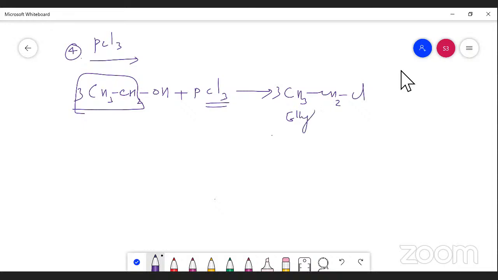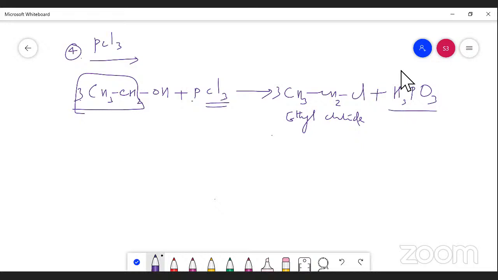This is ethyl chloride. What is it called? Ethyl chloride. What is this? An alkyl halide. Now we have prepared it. That's all. Now what is remaining? You see here 3 hydrogen, 3 oxygen, 1 phosphorus, all together giving 3 hydrogen, 1 phosphorus, 3 oxygen.